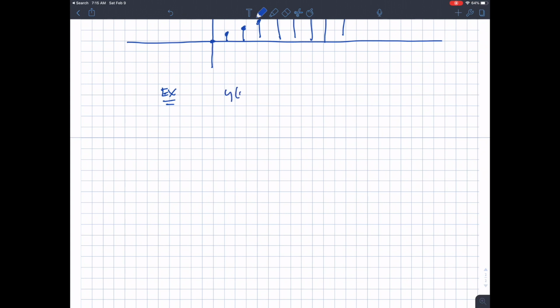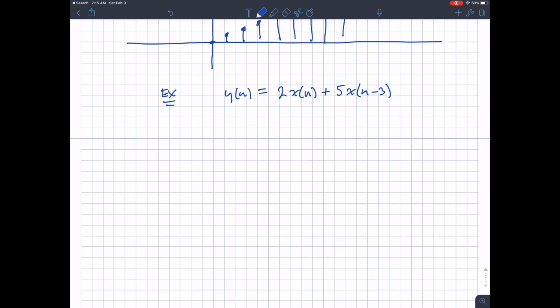Okay, let's make y of n equal 2x of n plus 5x of n minus 3. All right, is this system BIBO? And how would we prove it?